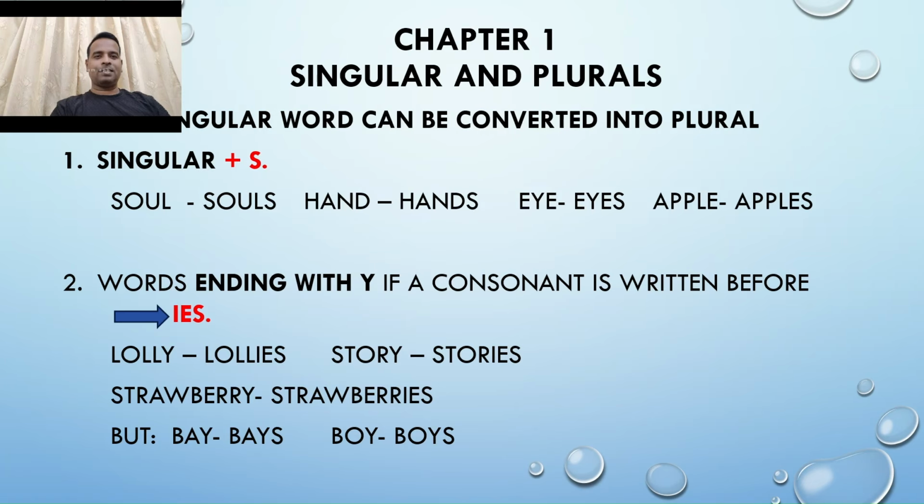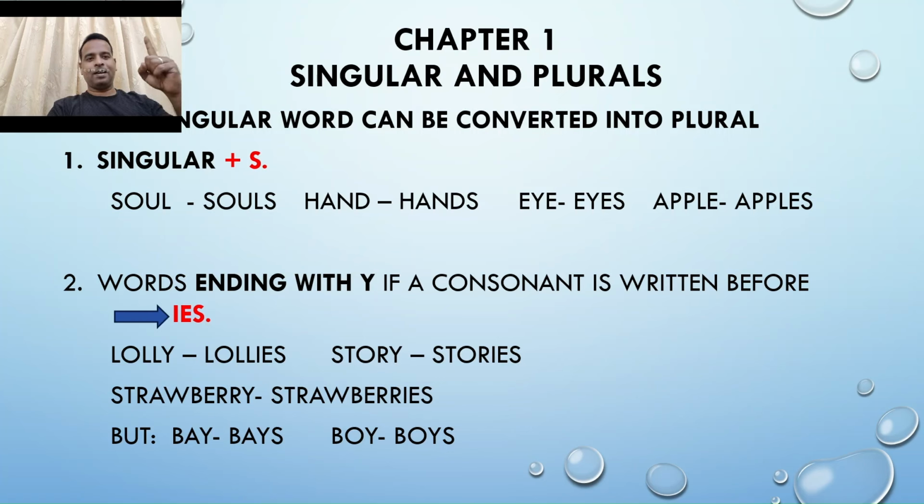Today, we will discuss a basic chapter known as singular and plural. दोस्तों, सिंगुलर का मतलब होता है सिंगल और प्लूरल का मतलब होता है मोर देन वन. तो हम आगे बढ़ते हैं इसी के साथ. सिंगुलर को प्लूरल में कैसे कन्वर्ट किया जाता है?